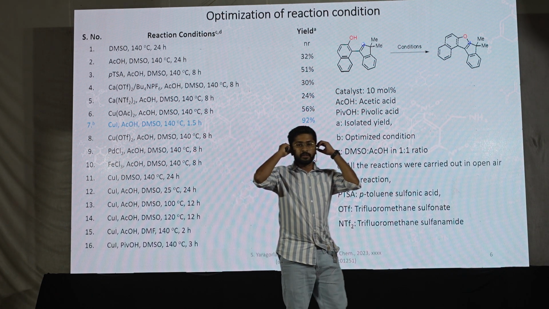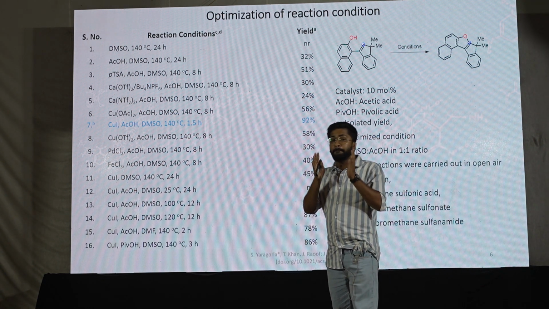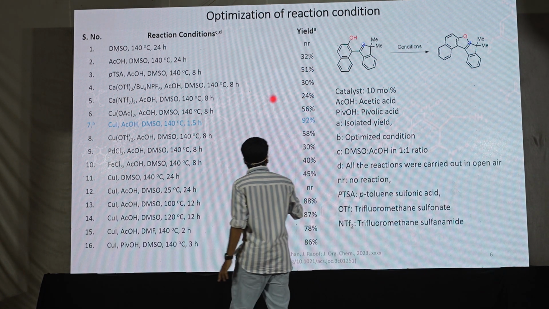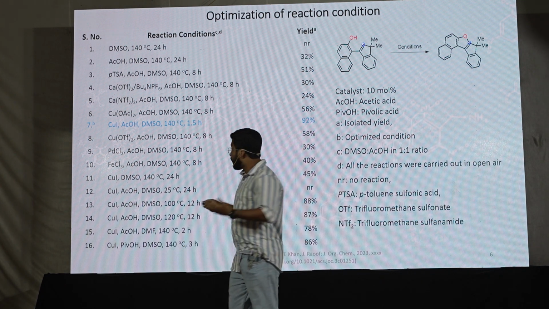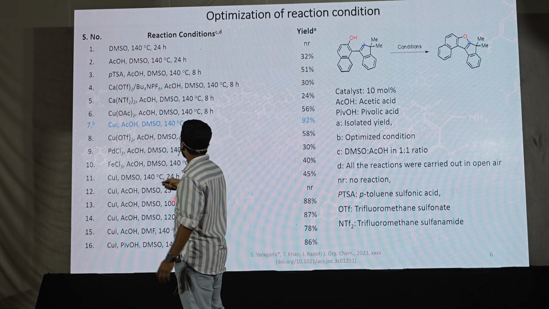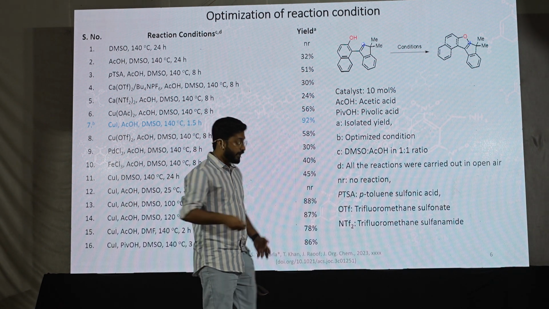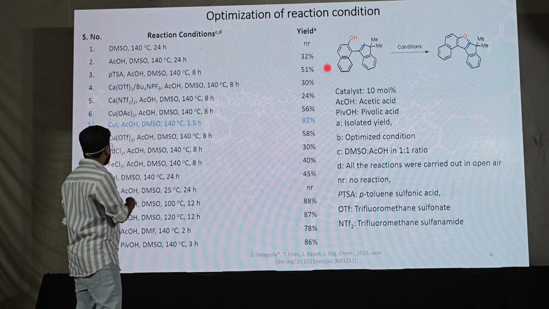Then we started our research. We explored different reaction conditions to find an optimal, ideal condition to facilitate our required conversion. Based on the information we gleaned from previous reports, our first attempt was with DMSO at 140 degrees Celsius, which did not yield any product. Introducing an acid to the reaction medium generated promising results.